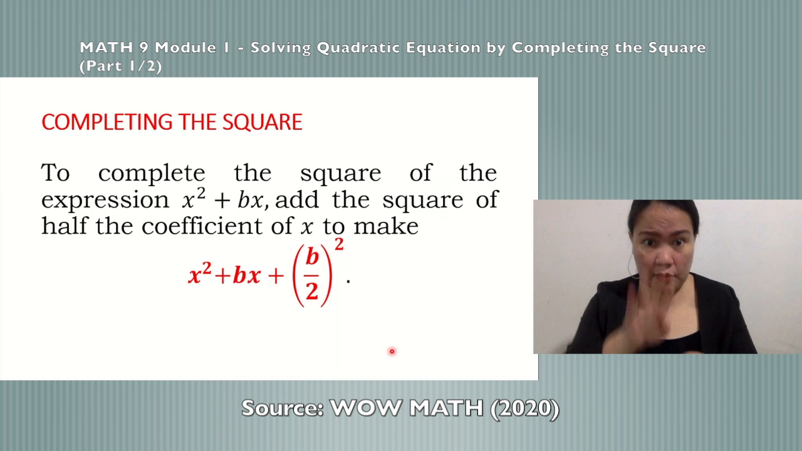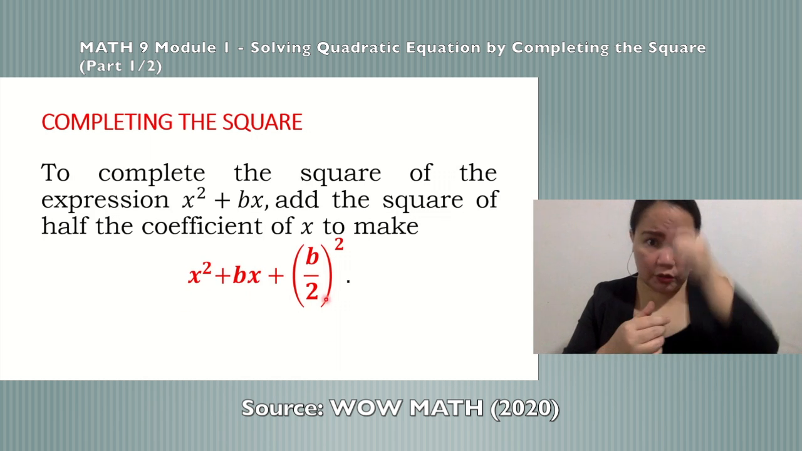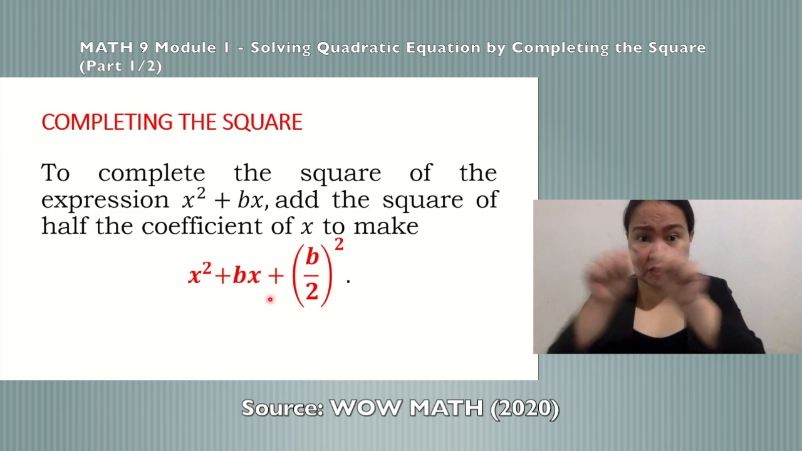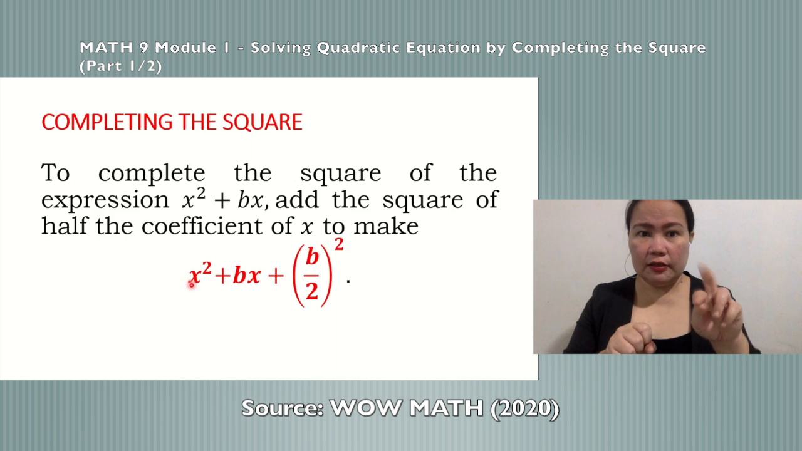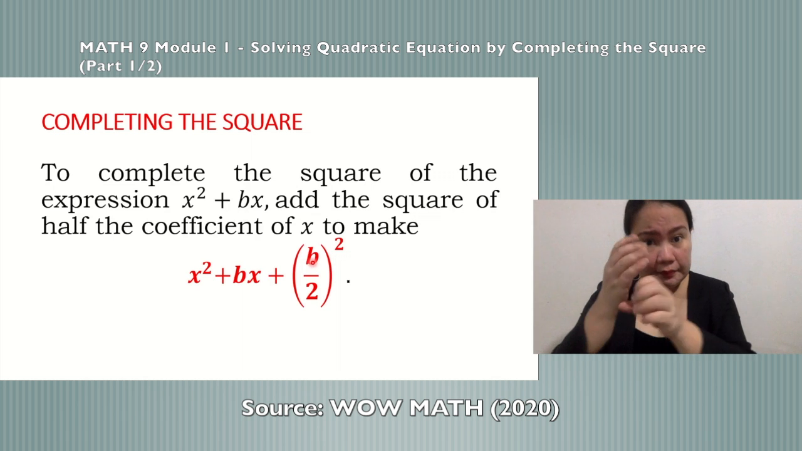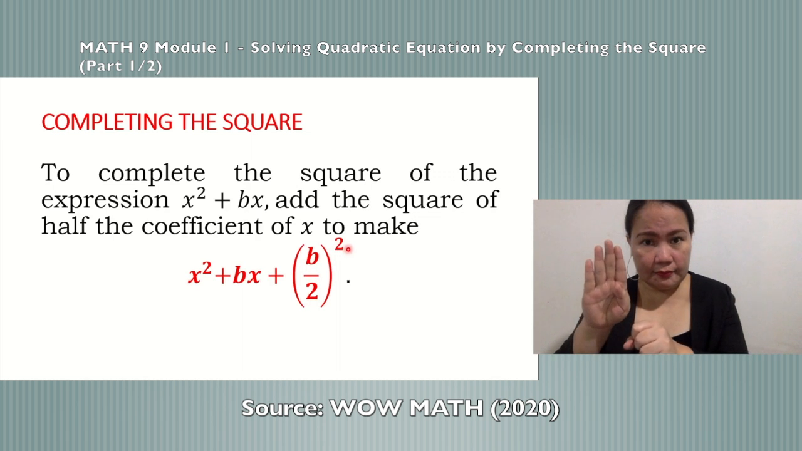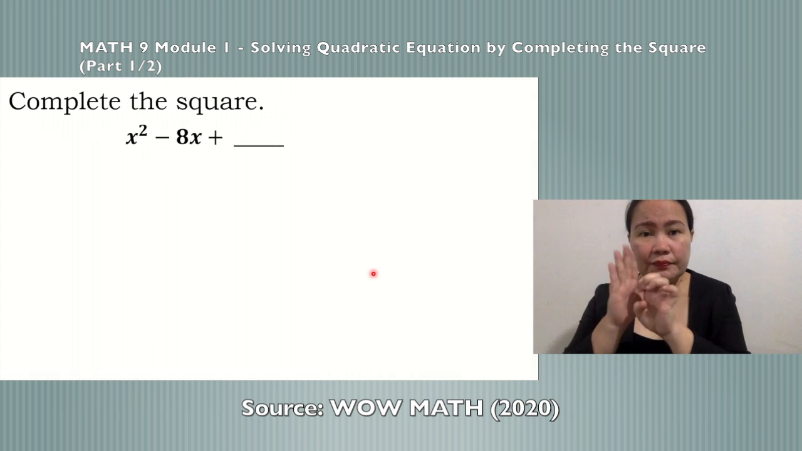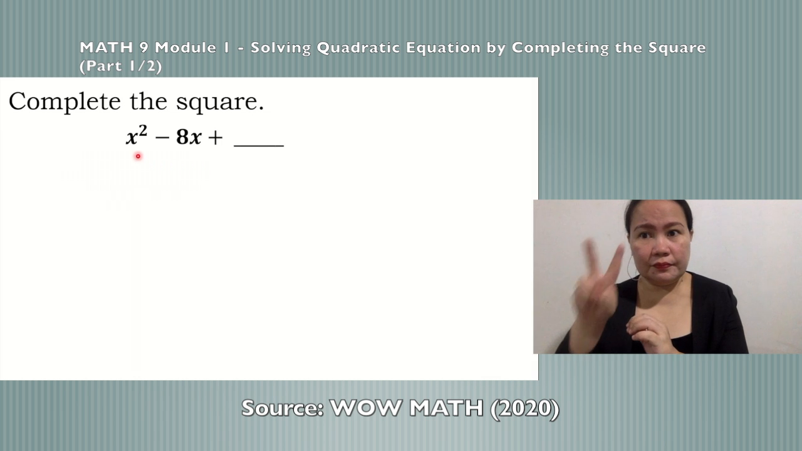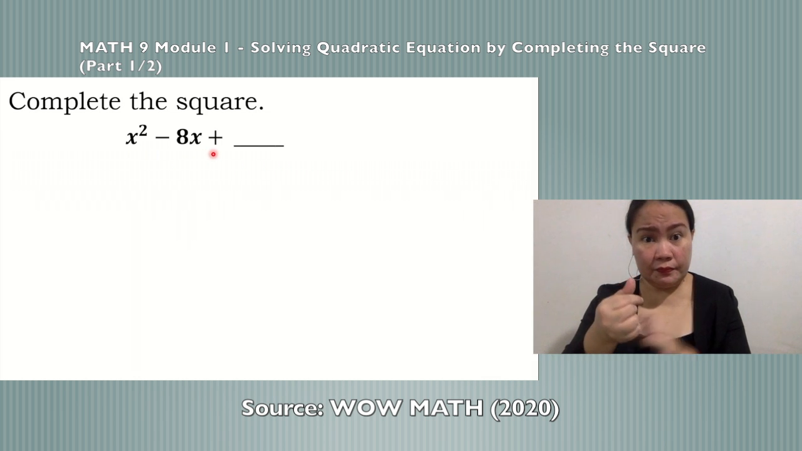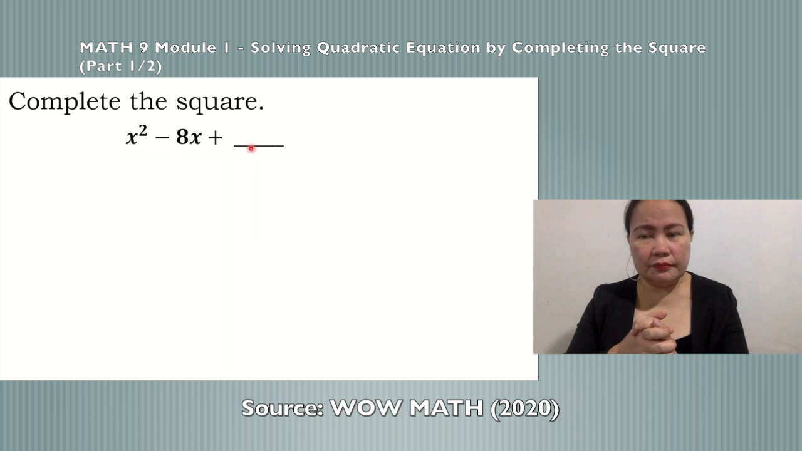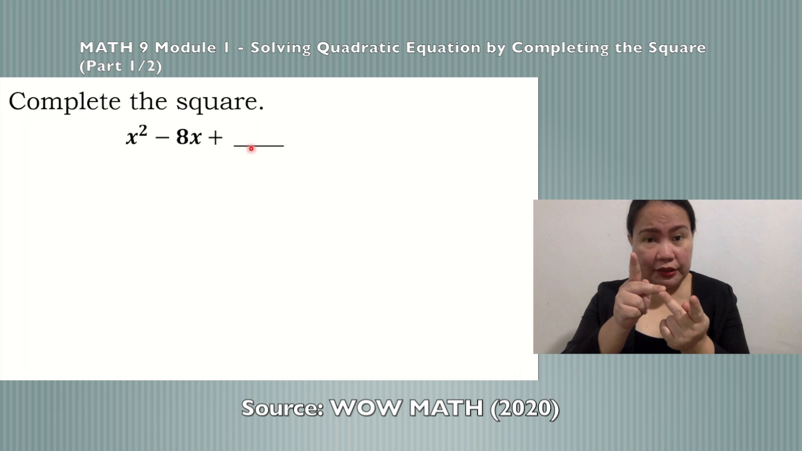Okay, so tatandaan natin tong equation na to, no? Para maging perfect square trinomial yung isang expression, so para dagdagan ang x squared plus bx, ang gagawin lang natin, kunin natin yung value ng b over 2 tapos squared lang natin. Halimbawa, x squared minus 8x plus. So, ano kaya ang idadagdag natin sa expression na to para maging perfect squared trinomials?